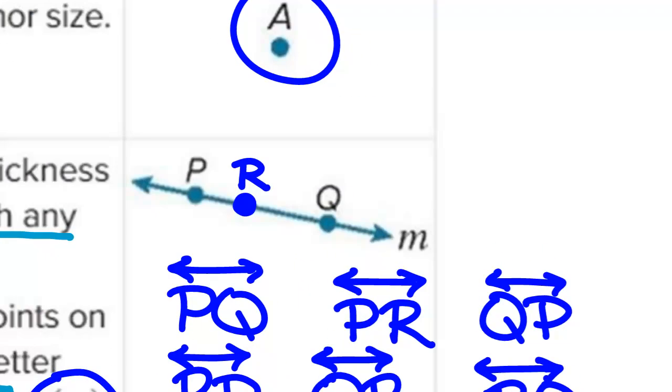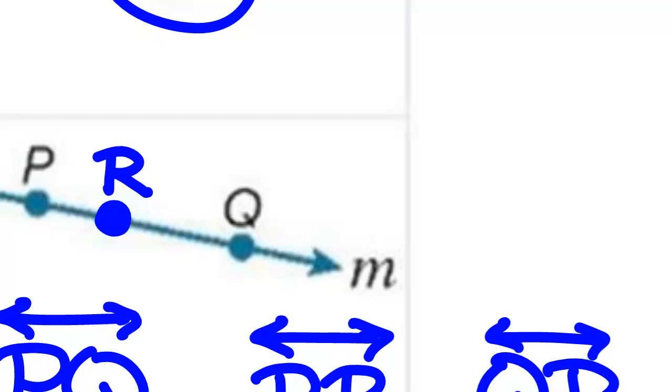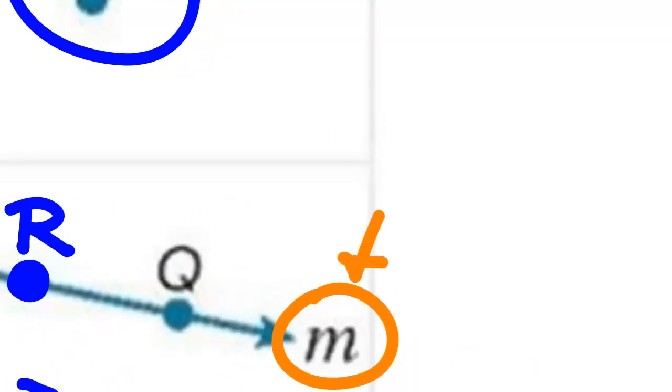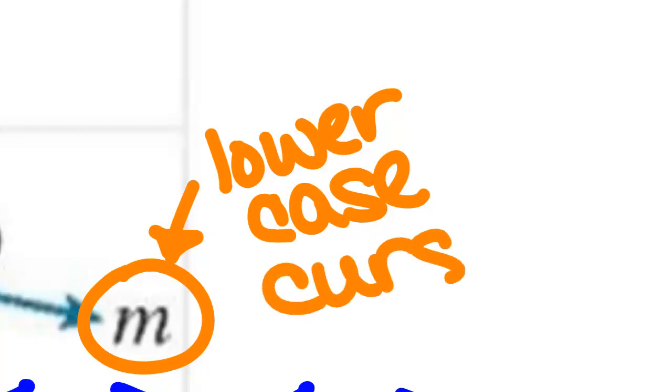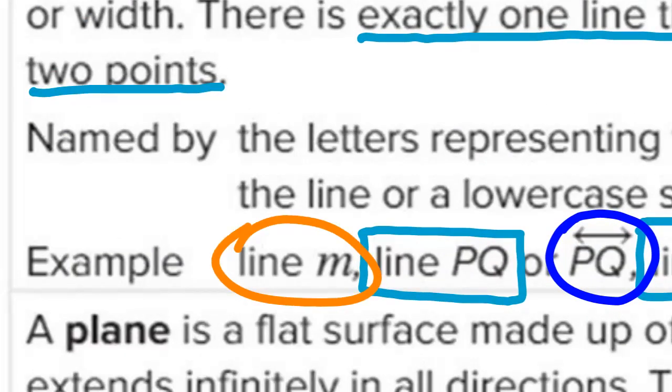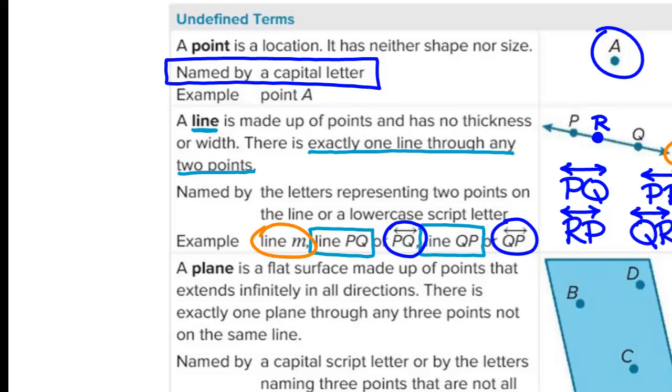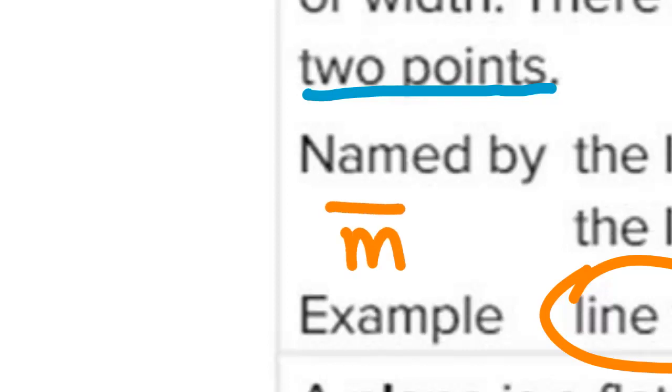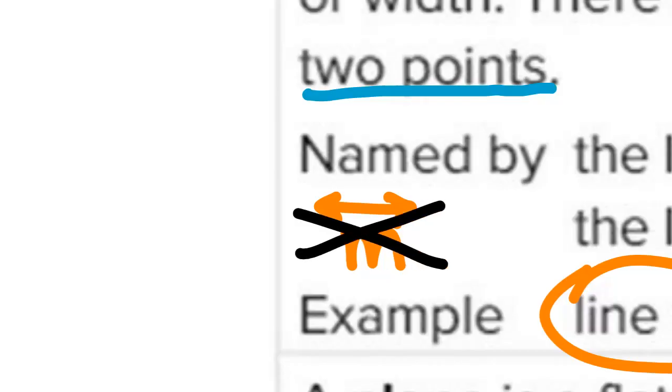The other way to name a line is with a lowercase cursive letter. And in that case, we do not put the line with arrows over the top of it. We have to write out the word line and then use the lowercase letter next to that. So M like this would never be correct. We do not write that.